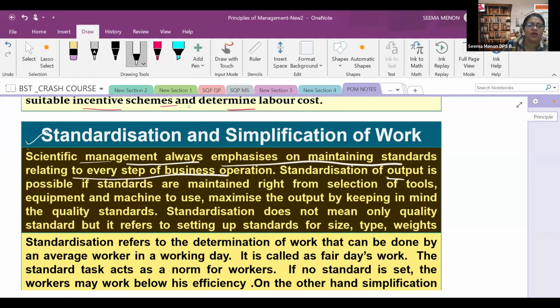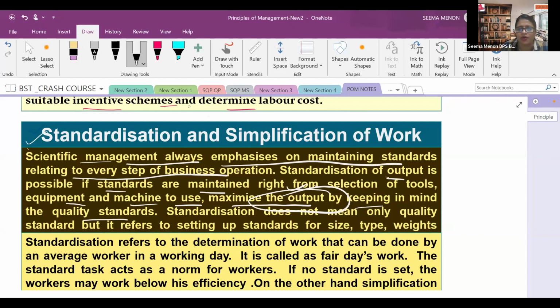Standardization of output is possible if standards are maintained. Right from the selection of the tools, equipment, and machines to use, maximize the output by keeping in mind the quality standards. We have to see all this. If a tool is standardized and the machine is standardized, there is nothing to worry about. Selecting standardized tools, equipment, and machines will help you maximize the production, the output, and you can maintain the quality standard also. So that is right from the beginning, the selection of tools. One of the major things is equipment and machine.